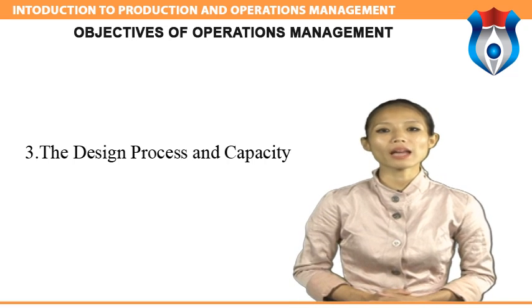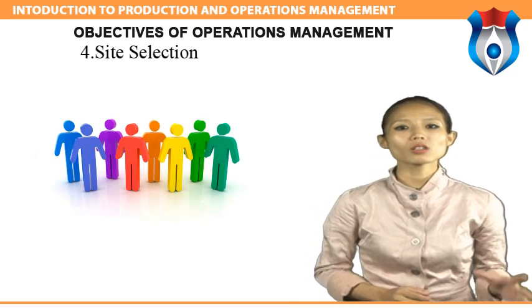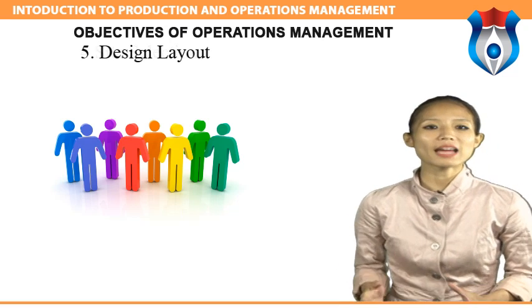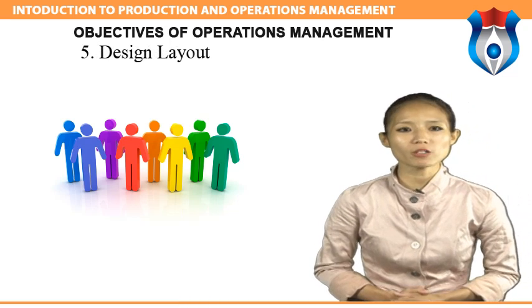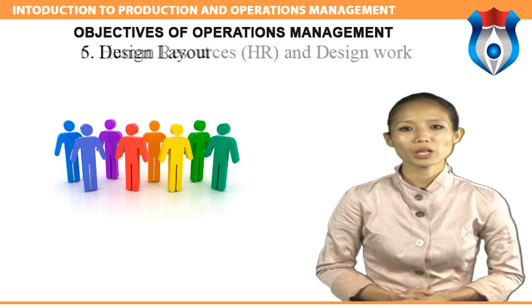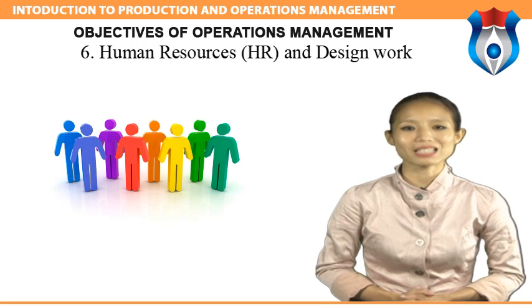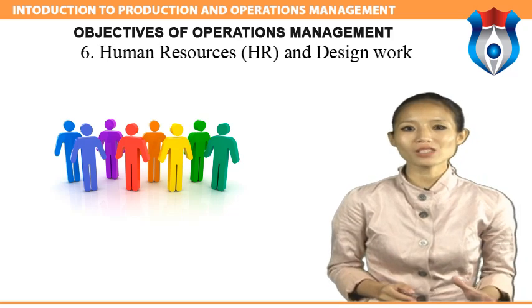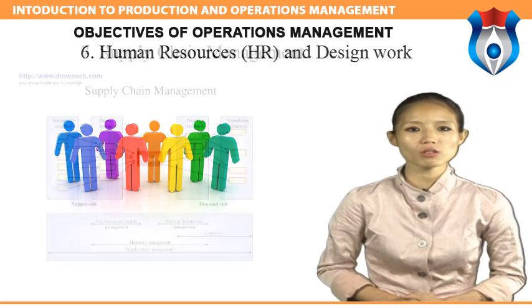inventory, scheduling and maintenance. Site selection: the choice of location associated with supply chain management. Design layout: the design layout is done after the design process and capacity. Human resources: HR and design work. HR factors include safety, health, job description, work environment and wages.